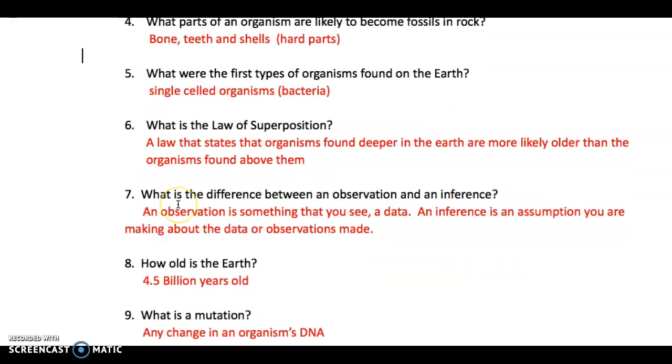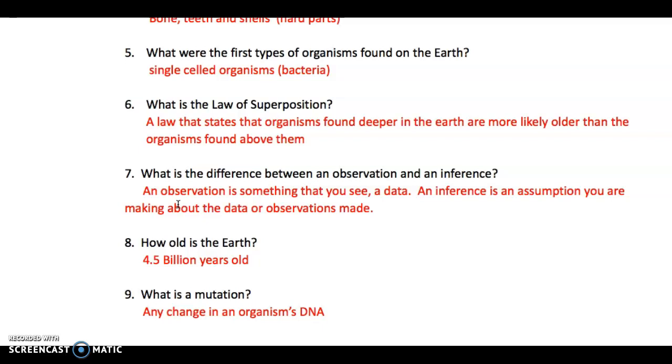Number seven, the difference between an observation and inference. This goes back to the footprint lab that we did in class. Remember, if you are making an observation, that is something that you can see or measure. It's a type of data. It's fact. An inference is an educated assumption that you make about the data or observations that you've made. So an inference isn't something way out in left field, but it is a guess based on what you do know.